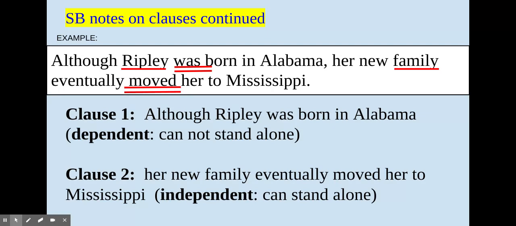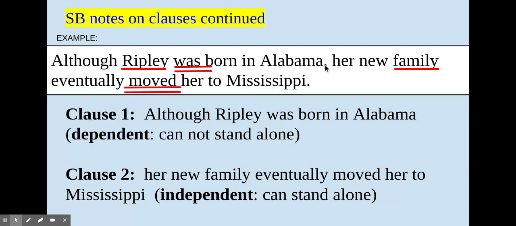Now, clause 1 says, although Ripley was born in Alabama. Well, if I just stop reading right there, it doesn't make any sense. It is a dependent clause. It cannot stand by itself. It needs help. Okay? Anytime you start a sentence, by the way, with a dependent clause, guys, you have to put a comma.